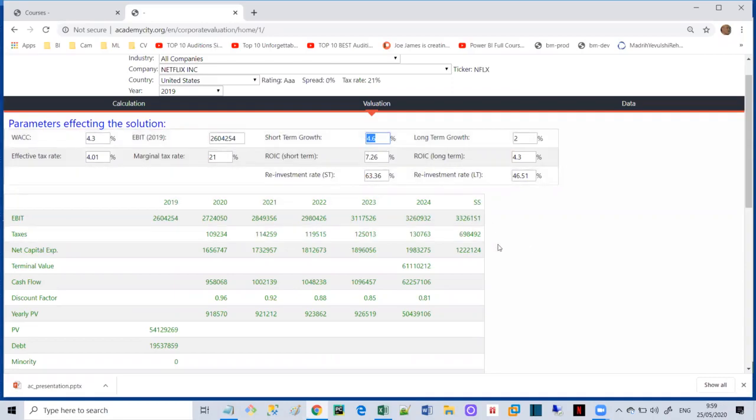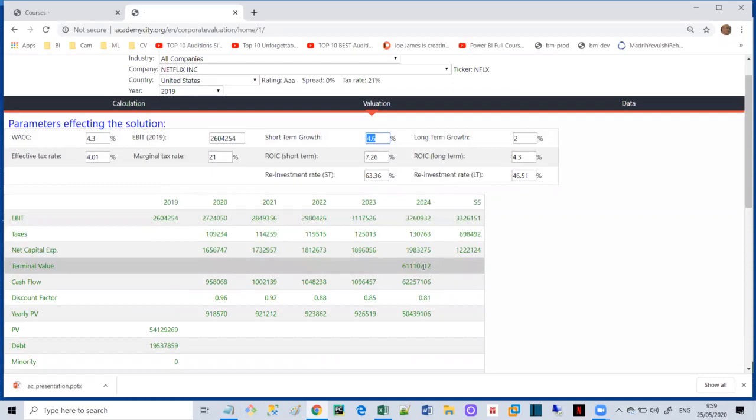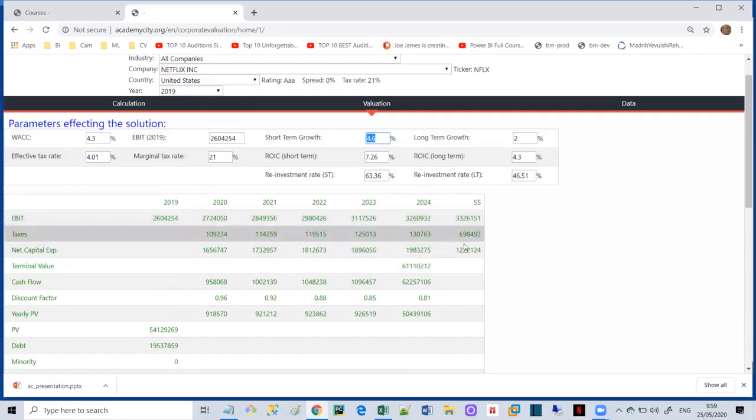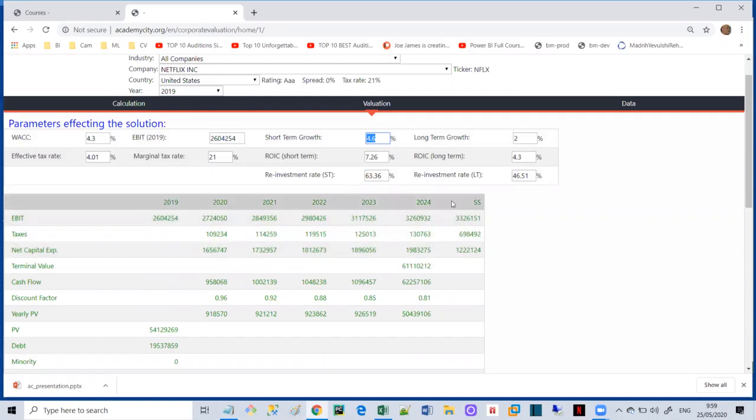But basically, it's very similar. What does a terminal value represent? It's the value of the net cash flow from year 6 up to infinity. Does that answer the question? Thank you. Yeah, okay, good.